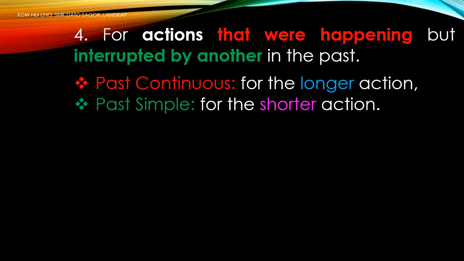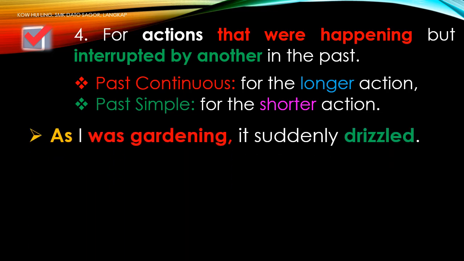Past continuous tense can be used for actions that were happening but interrupted by another in the past. Bear in mind, past continuous is used for the longer action, while the past simple is used for the shorter action. Let's look at the following examples. As I was gardening, it suddenly drizzled. Here it means, as I was doing my gardening, it suddenly rained a little.